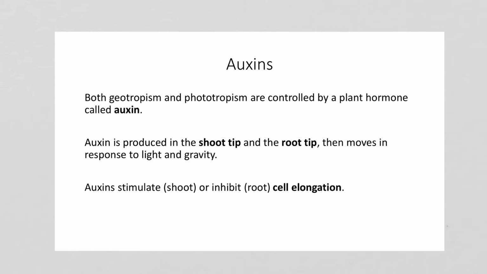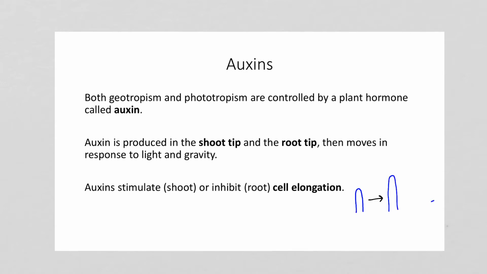And auxin is produced in the shoot tip and the root tip, and then moves in response to light and gravity. What they do is they influence cell elongation, and cell elongation is exactly what it seems. If I have a shoot tip here, beautiful drawing, and then I apply some auxins and I say that it's going to elongate, it literally just gets longer. So the cells are physically getting longer.